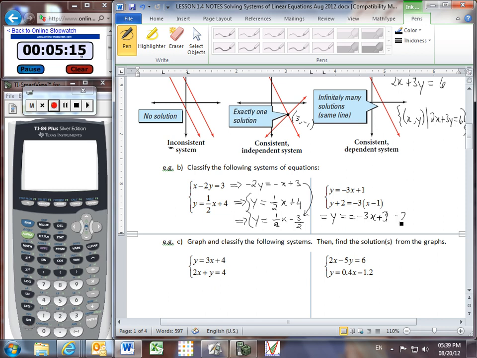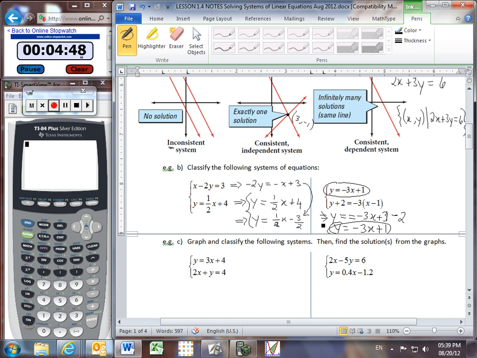Bring over the 2, it's a -2. And that gives me y equals -3x plus 3 minus 2, that's +1. So what do you notice about our first equation and the simplification in slope-intercept form of this equation? Well, of course they're the same. And because these are the same, then we have infinitely many solutions.